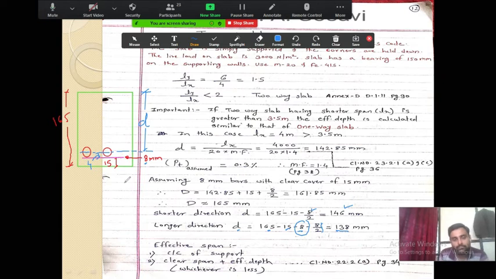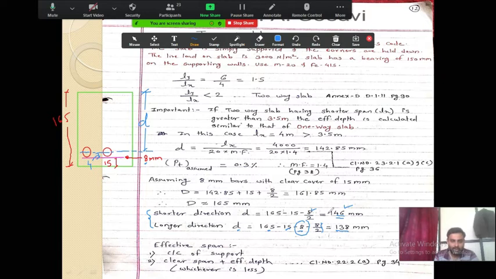आलं लक्षात? So now after this is the important point, how to calculate the effective depth. This is the depth in shorter direction, this is the effective depth in longer direction. So shorter direction it is 146, for longer direction it is 138.